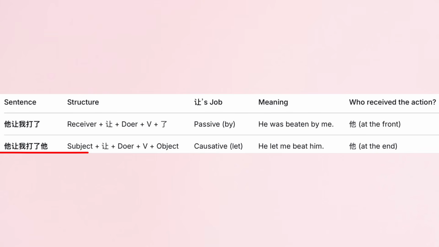The 让 is causative. Let. He let me beat him. 他 at the end.